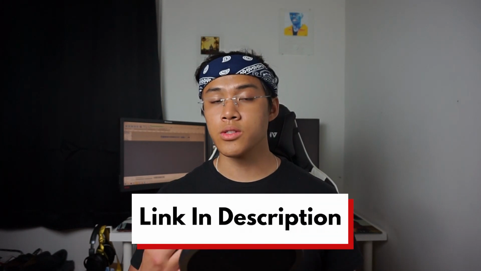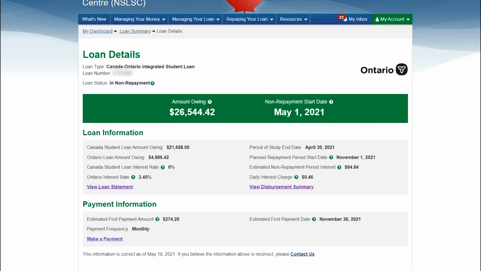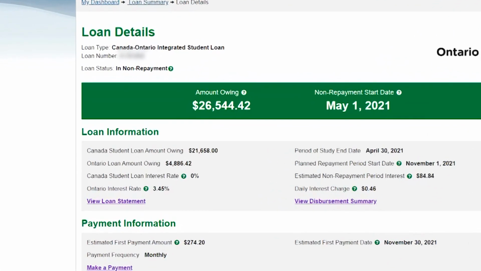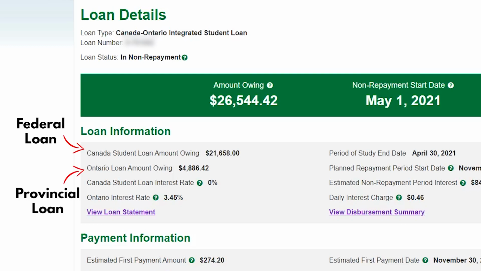So to better understand OSAP and how it works, I think it makes the most sense to go through a concrete example. So we'll go through my own loan. If you want to see yours, you can log in through the NSLSC website and you can view it there. So as you can see on screen, I owe the government just over $26,500, which is broken up into two parts, a federal loan and a provincial loan. And in my case, the federal loan is $21,000 something, and then my provincial loan is just shy of $5,000.